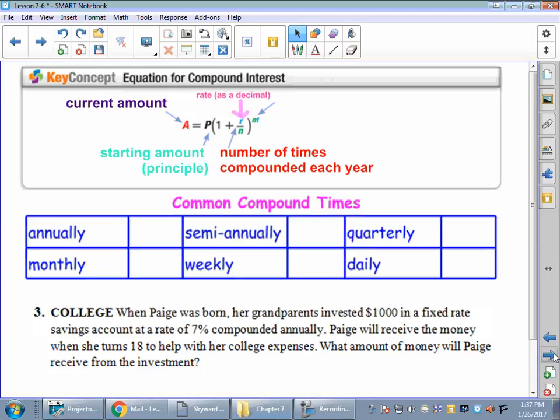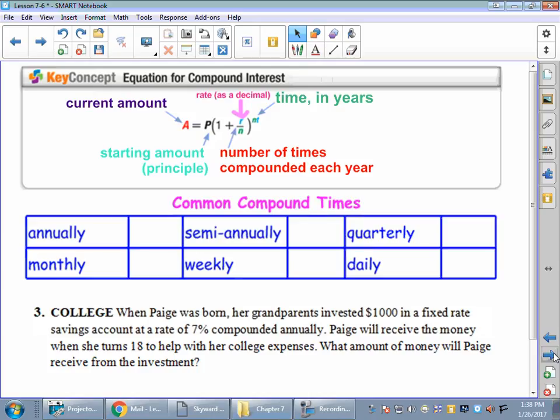Up here, the r is the rate, again as a decimal, so that's the same. And then notice our exponent is n times t. So the n is going to be repeated. We already did the number of times compounded each year, and we know that t is the time in years.